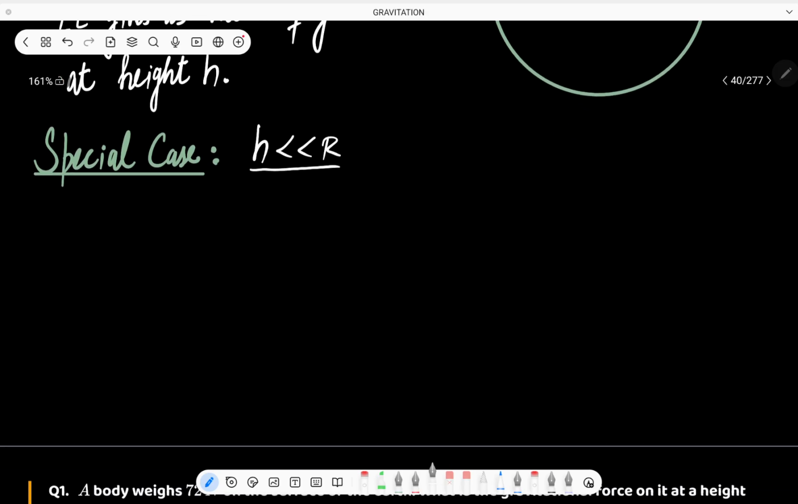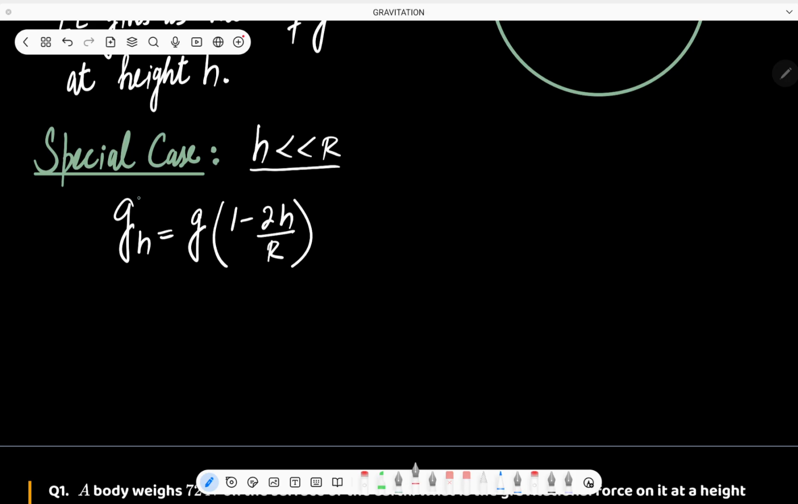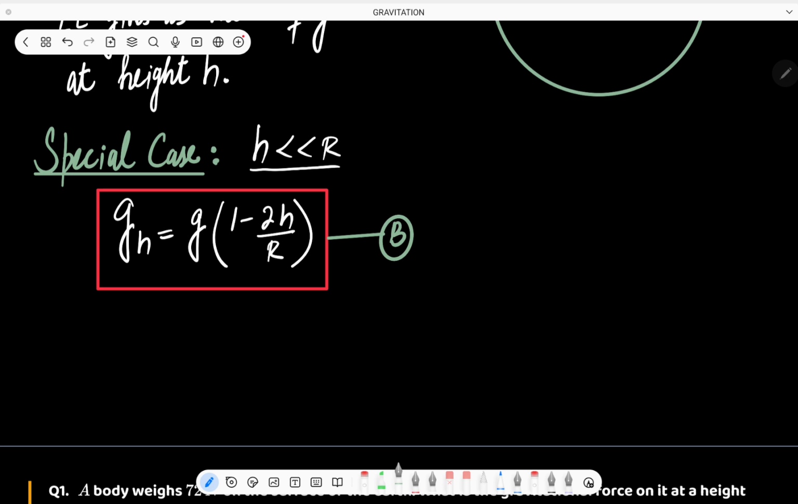Okay, in that very case we have an equation like this: gh is equal to g into (1 minus 2h divided by R). This is our another very, very important equation. And you know what, this equation has been directly asked as such in JEE Mains. You'll see that later on. This question has come directly, dear.